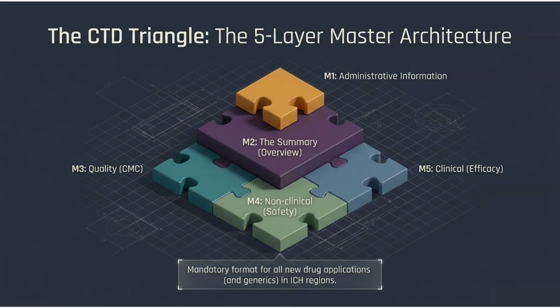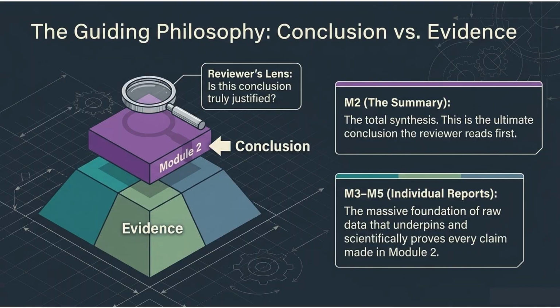Slide 4. The CTD triangle. Let's look at the overall architecture through what we call the CTD triangle. At the very top sits Module 1 for administrative information. Right below that is Module 2, the summary. Forming the solid foundation are Module 3 for quality, CMC, Module 4 for non-clinical, safety data, and Module 5 for clinical, efficacy data. This 5-layer master architecture is the mandatory format for all new drug applications, and even generic drugs in ICH regions.